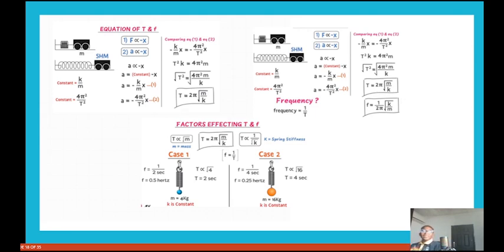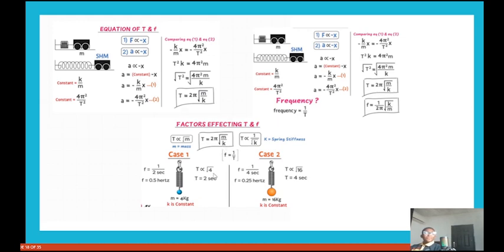So frequency is the inverse of what? Of the period. The frequency is the inverse of the period. So these are the factors affecting the period and frequency. The period is directly proportional to the square root of the mass. Even from here, we can see that T and M are on the same line, but T is inversely proportional to the spring constant. So T is directly proportional to the square root of the mass. So let's try that.